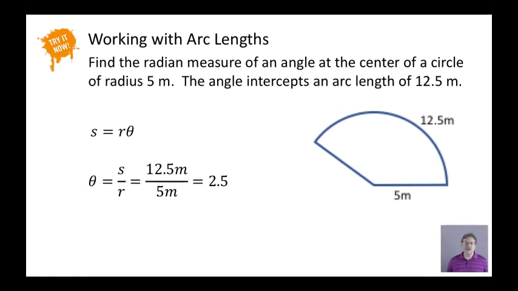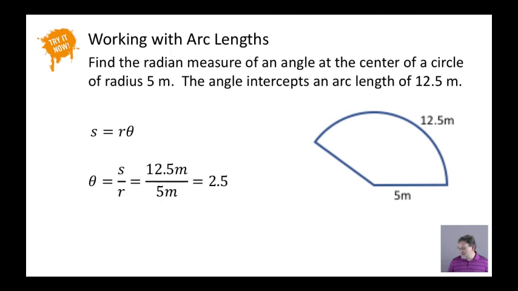Welcome back. Well, we're using our same formula from before, but we're using it, albeit in a slightly different fashion. Our formula from before is s equals r theta. In this case, we're not trying to find the length of the arc, s. We're trying to find the size of the angle, theta. So we have to get theta by itself by dividing both sides by r. That gets theta by itself, and we have theta is equal to s divided by r, the arc length divided by the length of the radius.